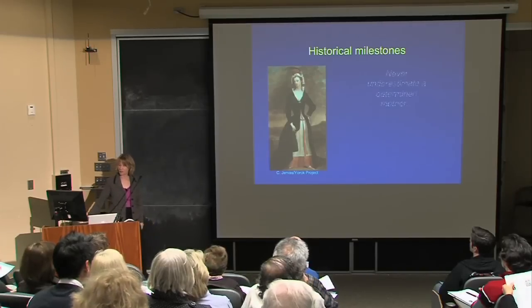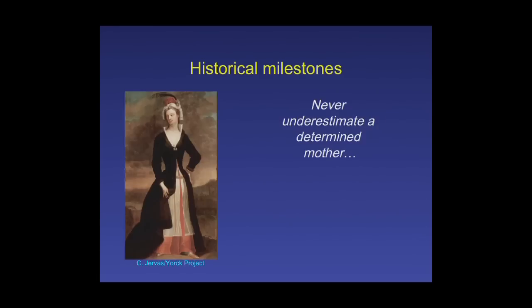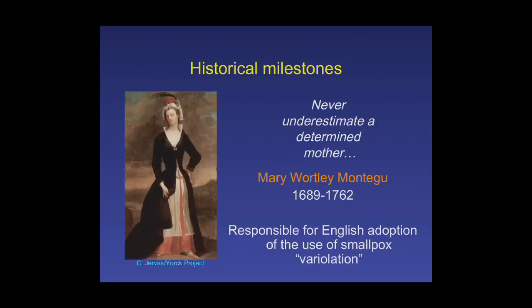Now, this is a very interesting lady. Never underestimate a determined mother. This is Mary Wortley Montagu. She was the wife of the English ambassador to Istanbul. Her brother died from smallpox. She herself had it, but obviously did not die from it. And she had two children. She did not want them to die from smallpox.